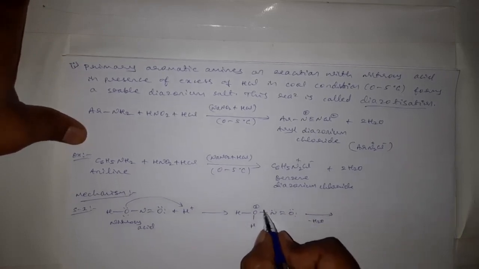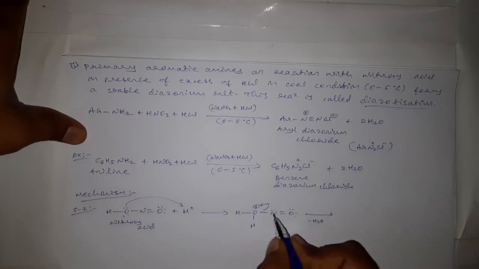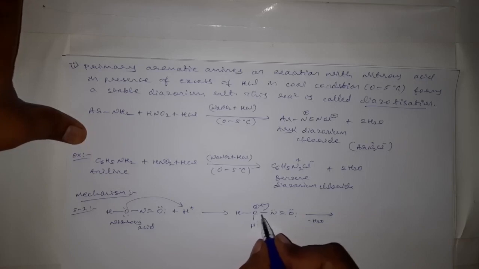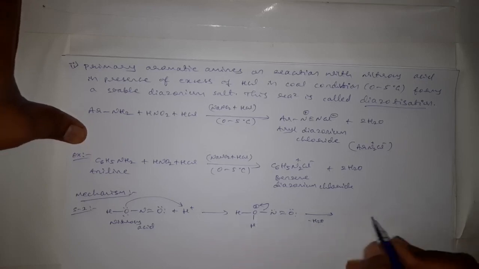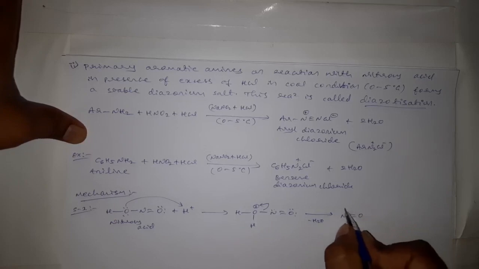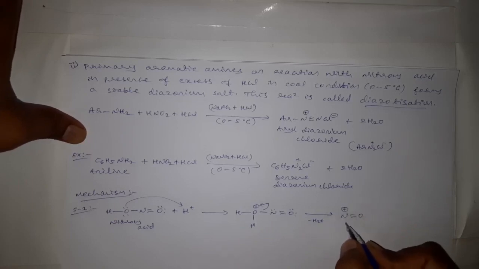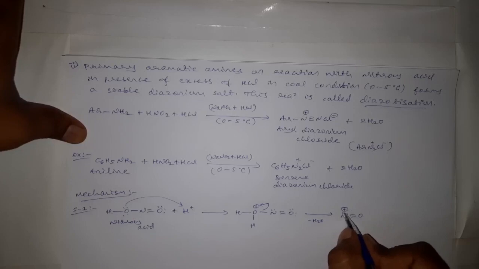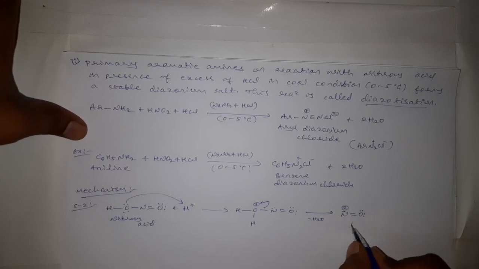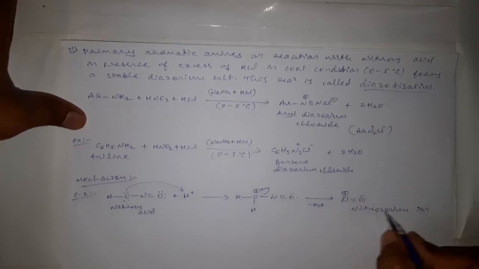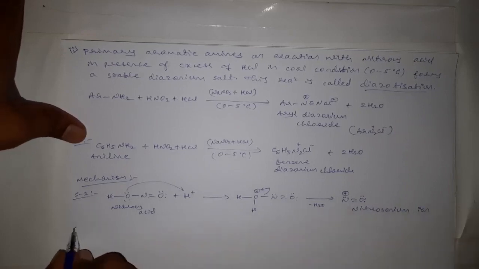See how this bond will now break. The bonded pairs of electrons will now move towards the more electronegative atom, that is oxygen, and H2O will go out, and here we will have N double bond O. And as this nitrogen is having only 2 bonds along with a lone pair of electrons, it becomes unstable and gets a positive charge. This is the nitrosonium ion, nitrosonium ion.